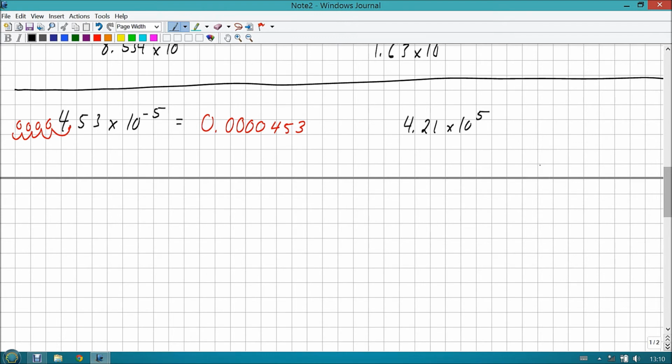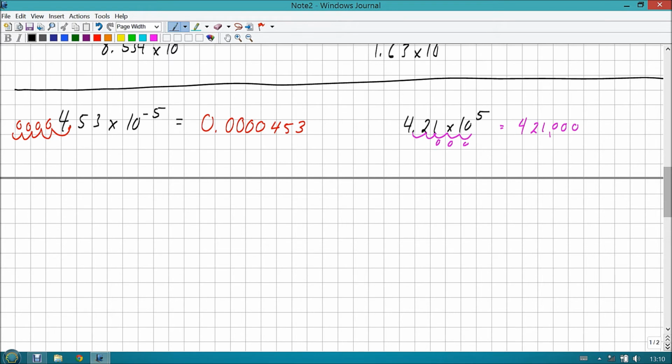Well, again, we're doing the same thing. We're going to be moving the decimal place, except this time we're going to be going to the right 5 spaces. Whereas before we went to the left 5 spaces, now we're going to the right 5 spaces because it's positive. 1, 2, 3, 4, 5. If we look at it, I need a 0, 1, 2. I need 3 zeros placed in there. So this would become 4, 2, 1, 0, 0, 0, or 421,000.